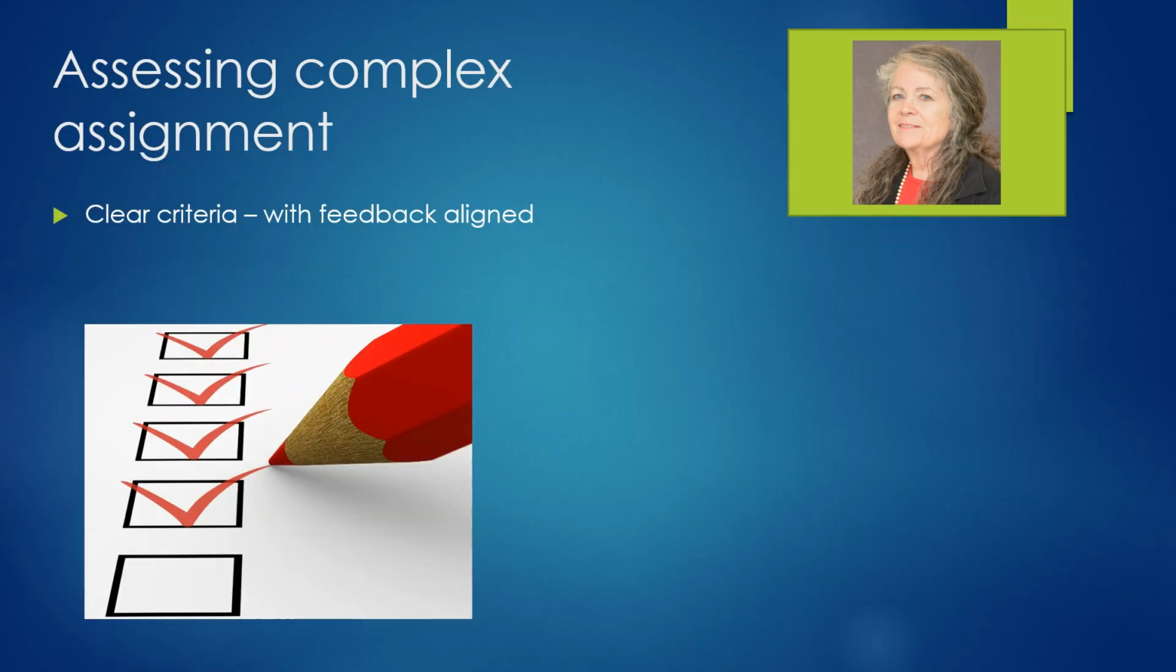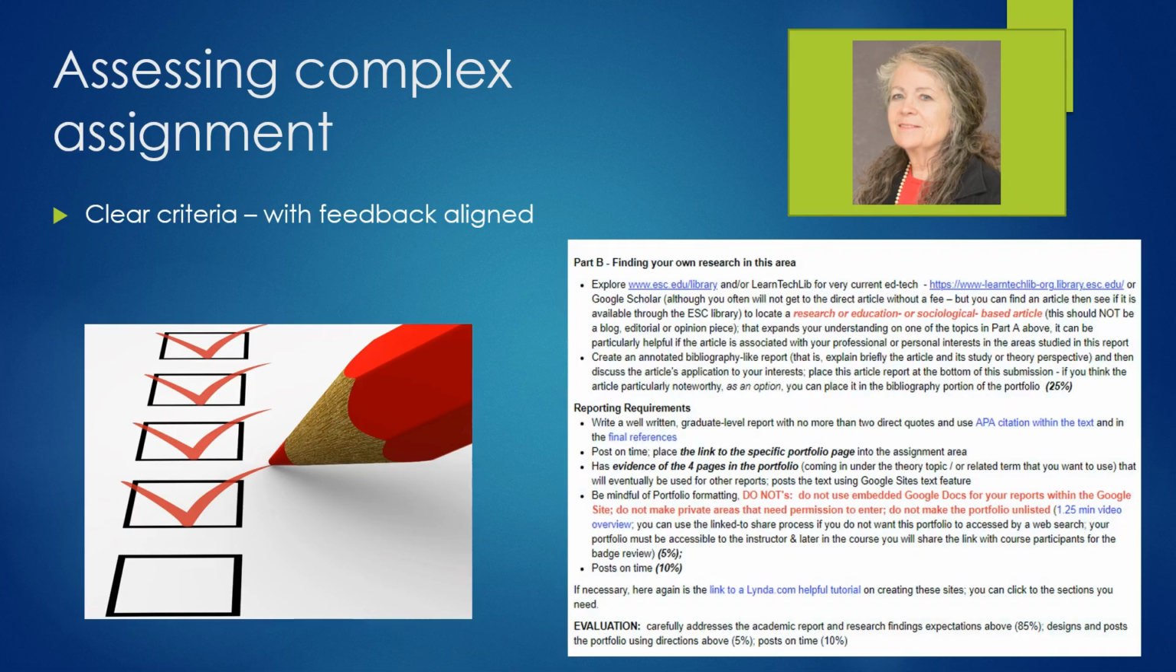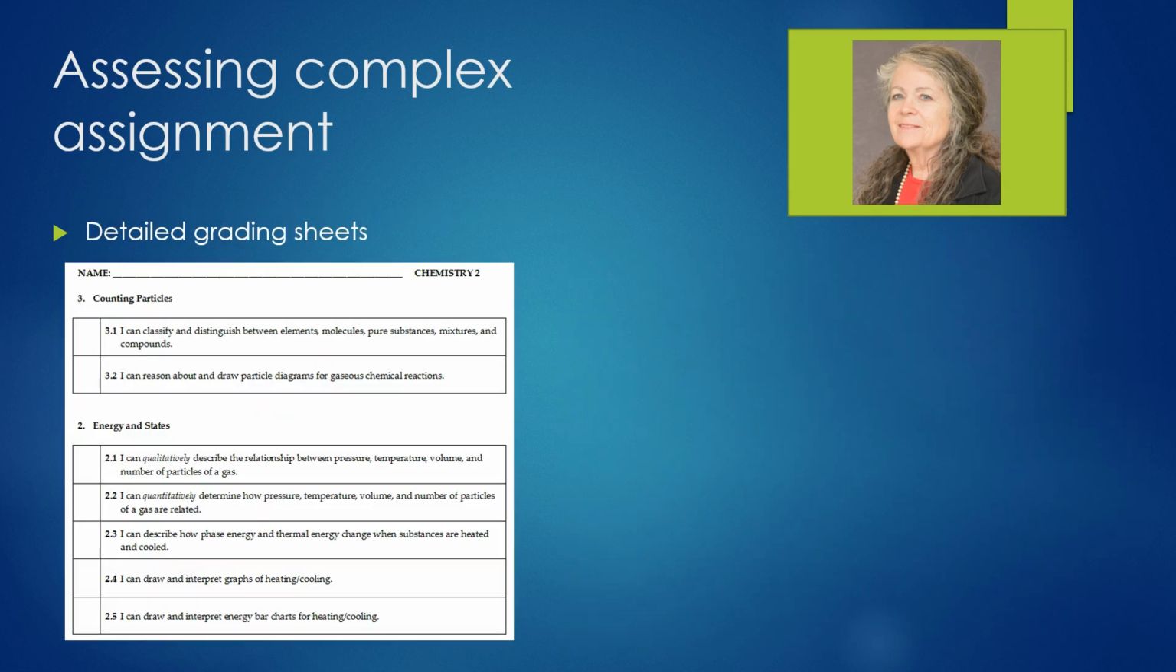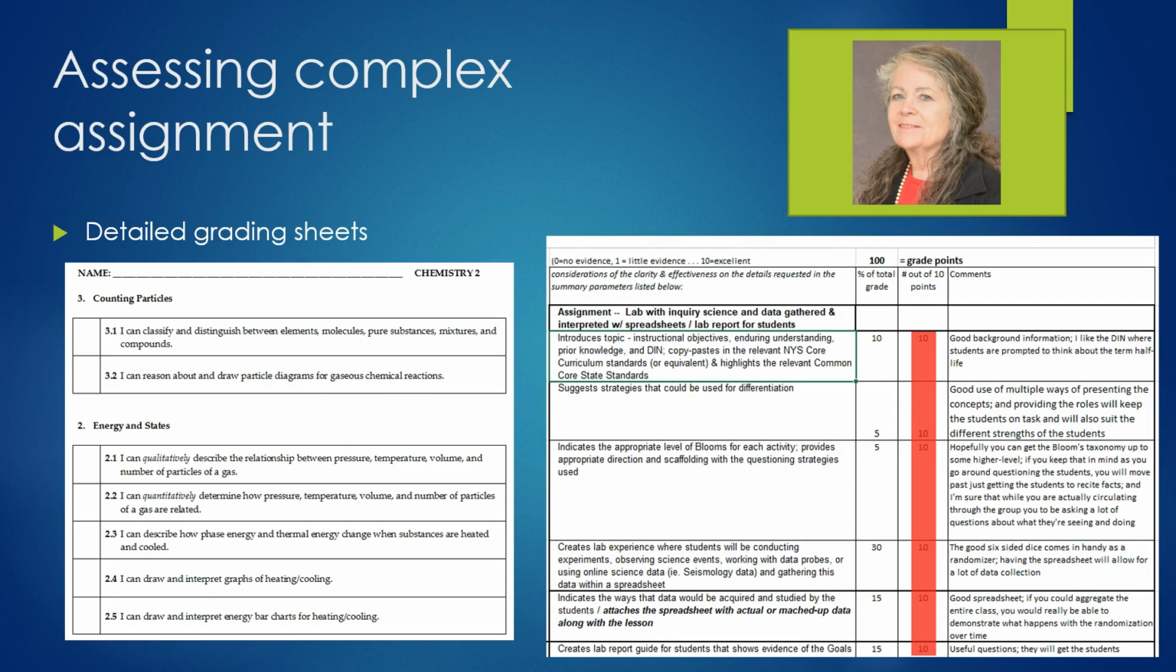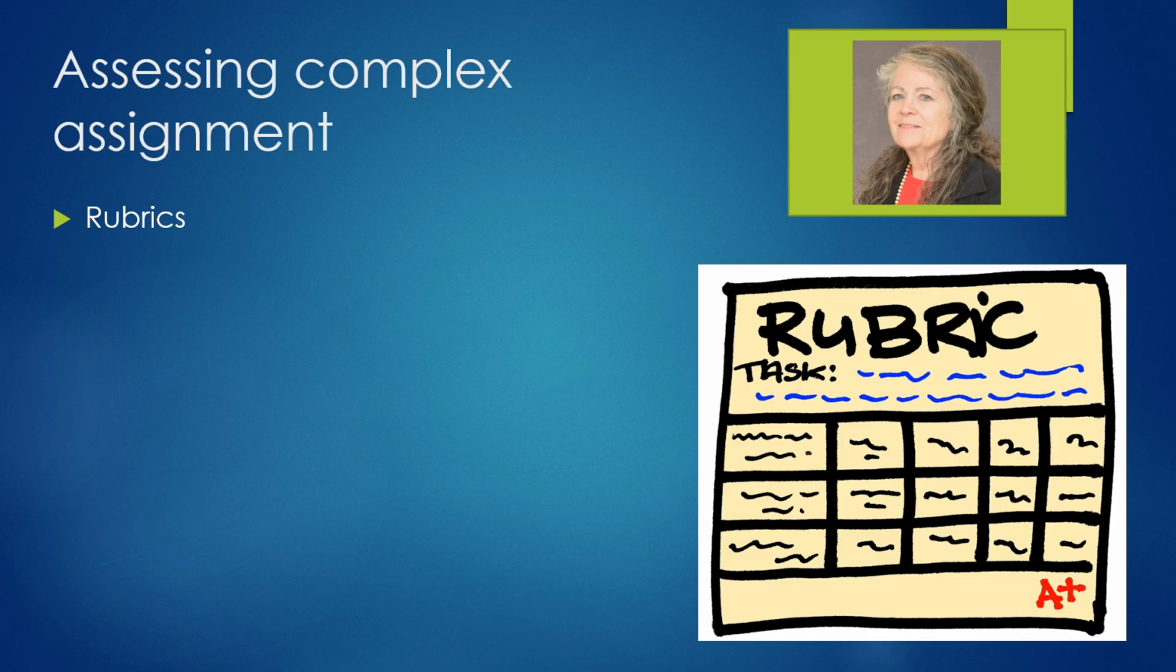To learn, though, the instructor needs to be very clear about what's expected, particularly with complex assignments. So you need to have clear expectations that are aligned with the course objectives, with the assignment objectives, and sometimes that can be also given as a grading sheet. Here's a spreadsheet that I've used in the past to give feedback on specific criteria. You can also design rubrics.